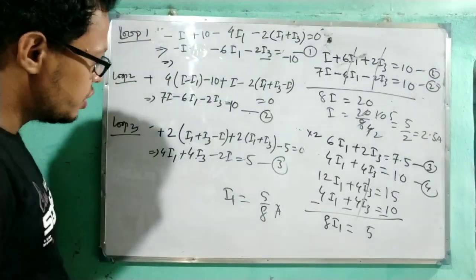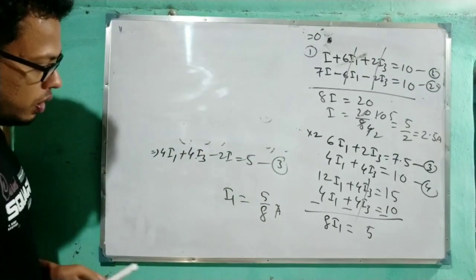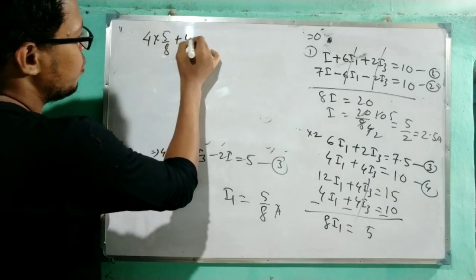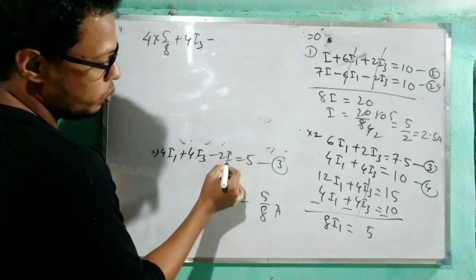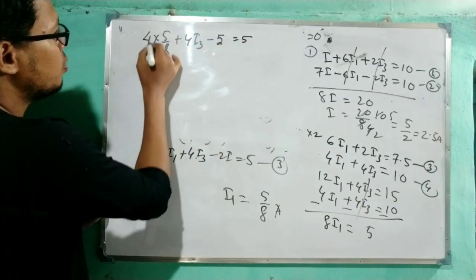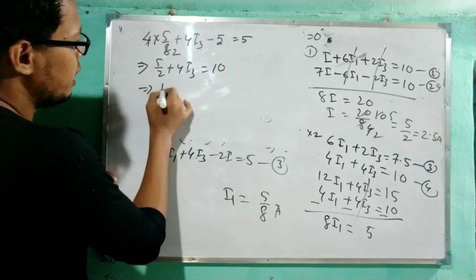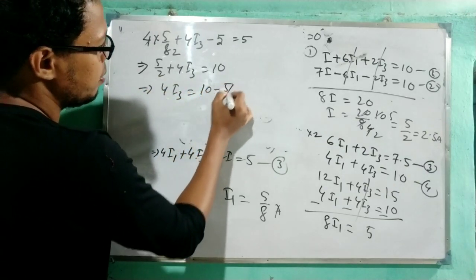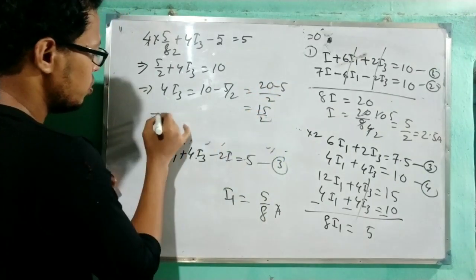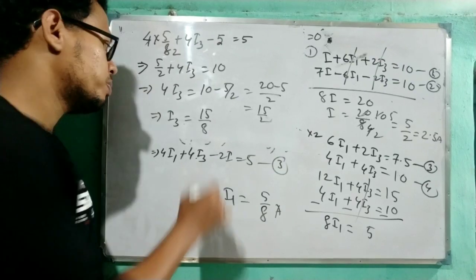Now only I3 is left, so I will use this equation. Now look, the value of I1 is 5 by 8, so 4 into 5 by 8 plus 4I3 minus 2 into 2.5, so it will be minus 5 equals to 5. Now 5 by 2 plus 4I3 will be 10, and 4I3 will be 10 minus 5 by 2, which is 20 minus 5 divided by 2, means 15 by 2. So I3 will be 15 by 8. Clear? So 15 by 8 ampere.